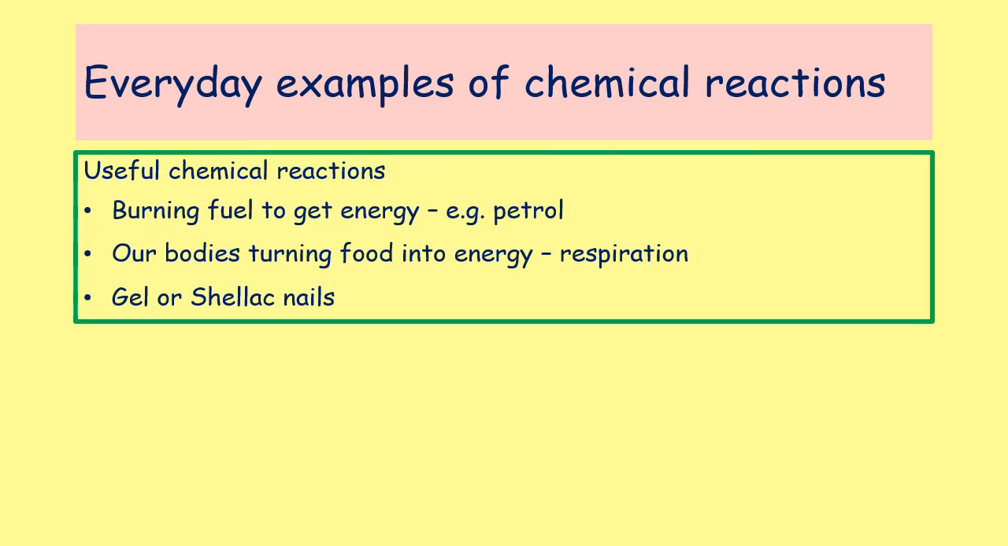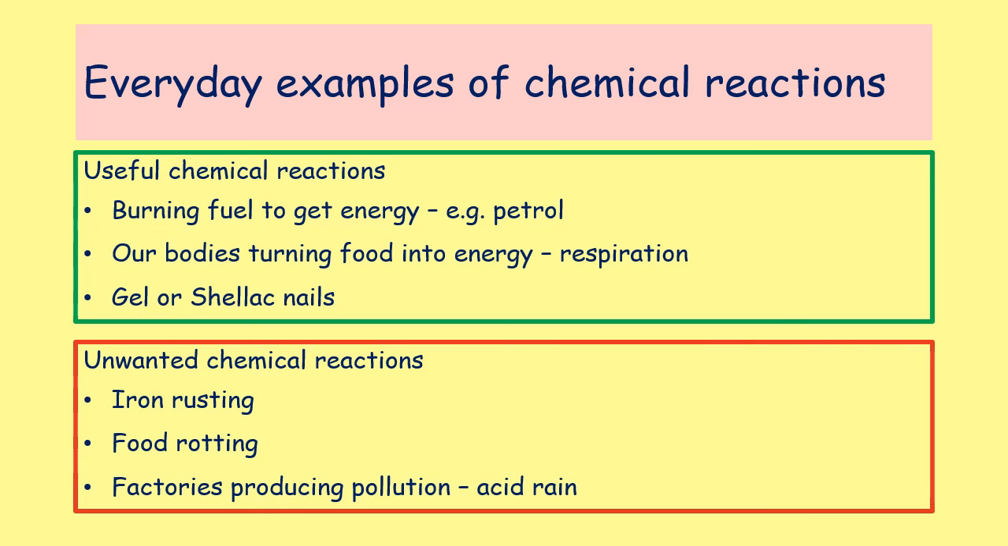We also have lots of reactions that we don't want that go on around us. So when iron rusts, it changes color. That is a chemical reaction, we don't want it. When food starts to rot, it changes color and it starts to smell. Those are signs that that's a chemical reaction. And pollution causing acid rain, that is definitely an unwanted chemical reaction.